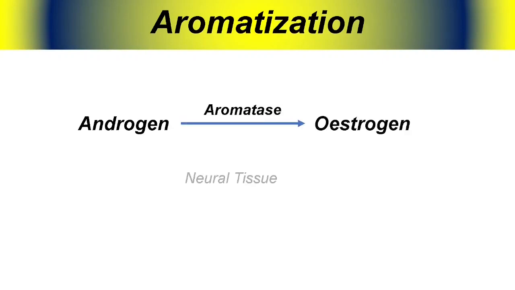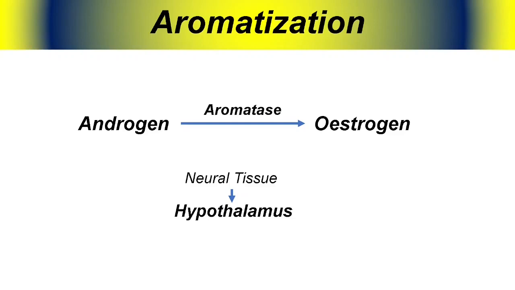So let us discuss aromatization. Aromatization is the process where androgen is converted to estrogen, and the enzyme required for the conversion is aromatase. This aromatization occurs in neuronal tissue. Aromatization also occurs in other tissues, but for the developing fetus, when androgen is converted to estrogen by aromatase activity in the neuronal tissue of the hypothalamus, then the hypothalamus will organize or know that the developing fetus is the male one.